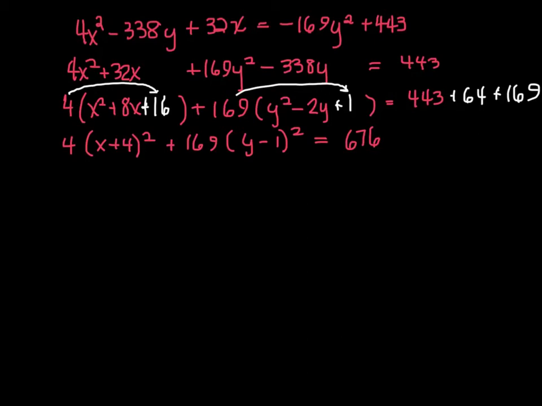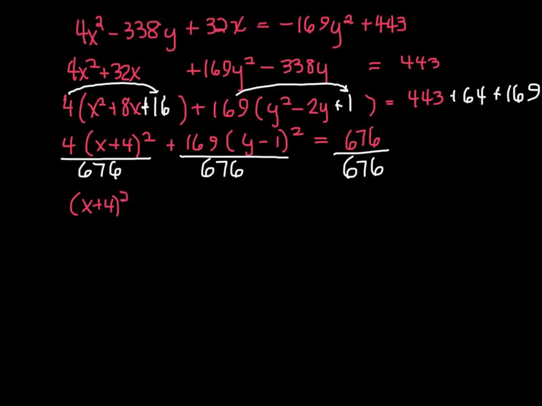676. Now in an ellipse, everything has to be set equal to 1, so I'm going to divide all of this by the 676, and oops, this is going to be (x plus 4) squared over 169 plus (y minus 1) squared over 4 equals 1.